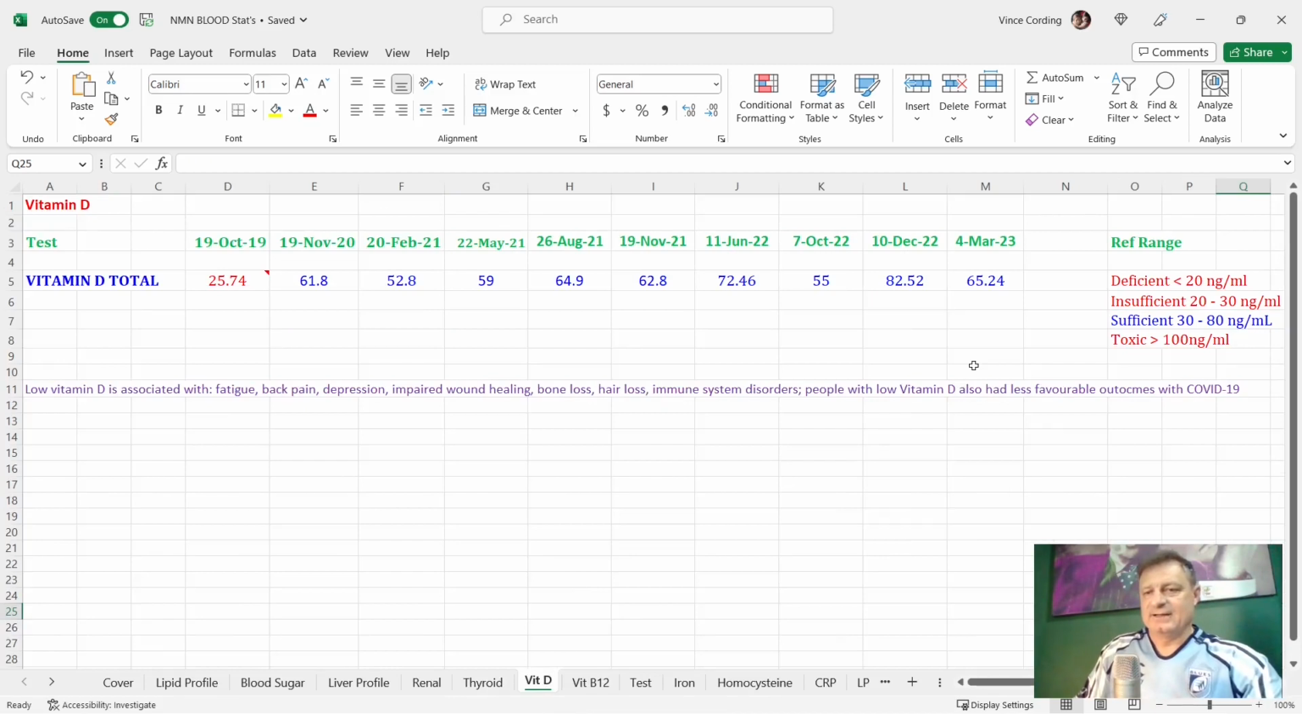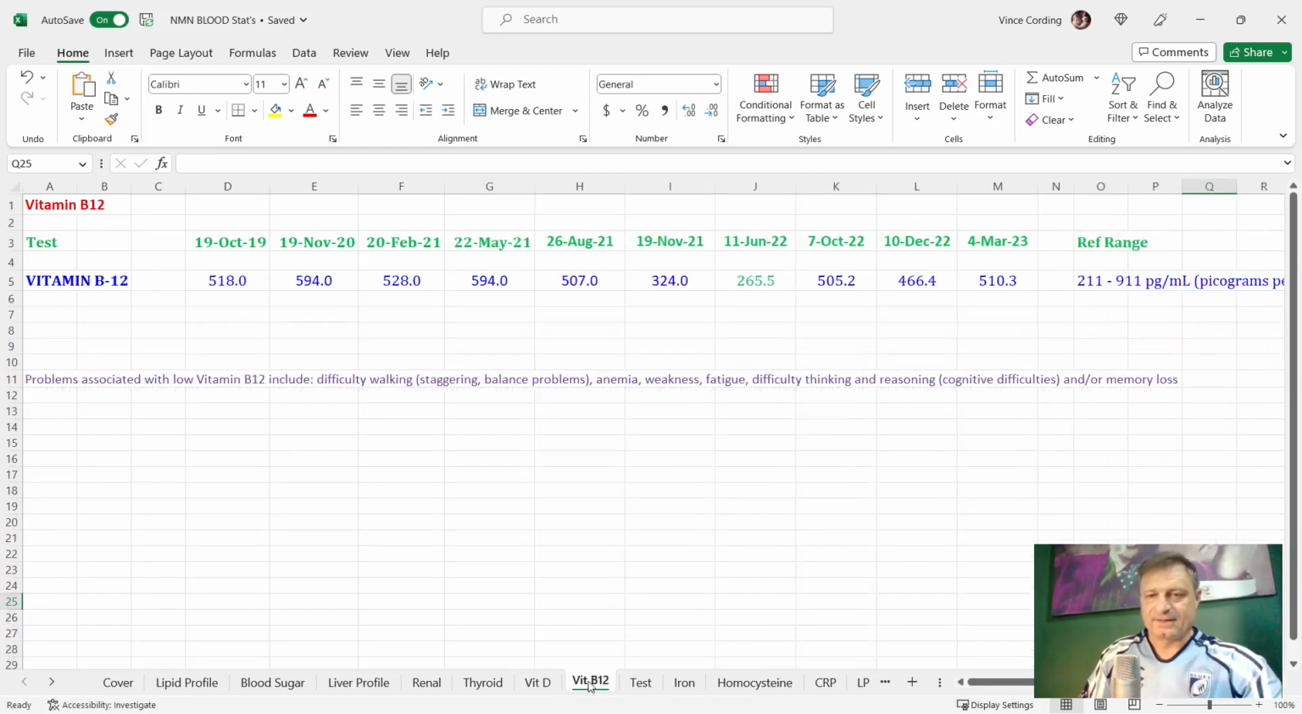Vitamin D, down from 82 to 65, but 65 is still well within the 30 to 80 sufficient range. Remember, vitamin D, not a vitamin, it's actually a hormone. So you should get your levels checked. And if you are insufficient or deficient, see a doctor and you need to start supplementing if you can't get in the sun. Vitamin B12, mine's up to 510 from 466. So I'm extremely happy with that.